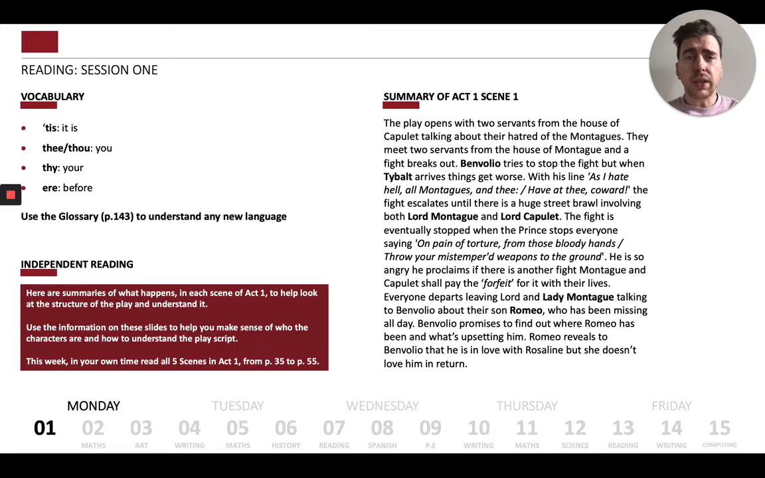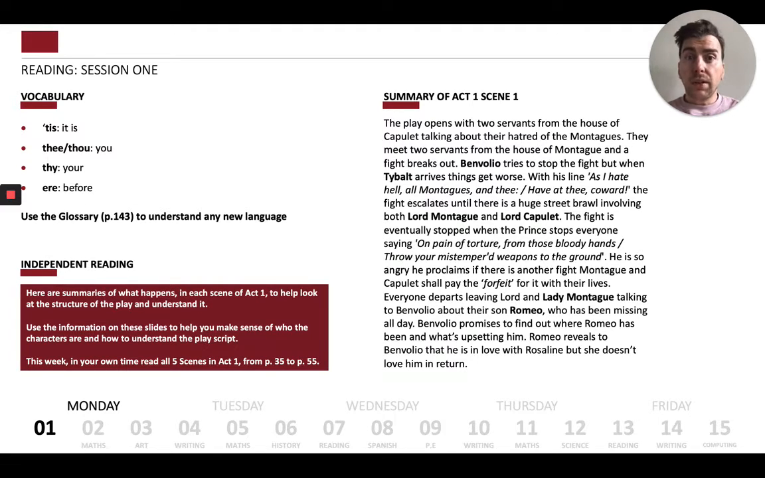They don't use words like you. You would be more posh and more formal, whereas thee and thou is what you would use if you're not being that respectful or you're being friendly to someone. If you want to say your, you would say thy. And ere would be the way you'd say before.